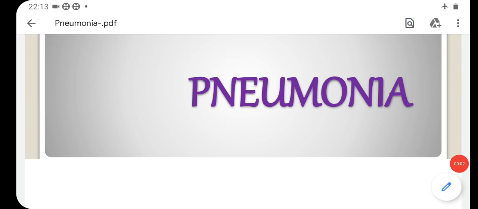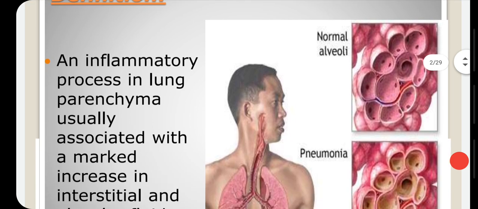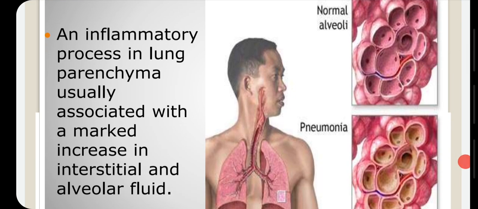And the next disease caused by bacteria, a bacterial disease of the respiratory system, is pneumonia. In the case of pneumonia, it is an inflammatory process in the lung parenchyma, usually associated with a marked increase in interstitial and alveolar fluid. Pneumonia is an infectious disease of the lower respiratory tract, in the bronchial tubes of the lungs. A wide range of microorganisms, including viruses and bacteria, cause pneumonia.